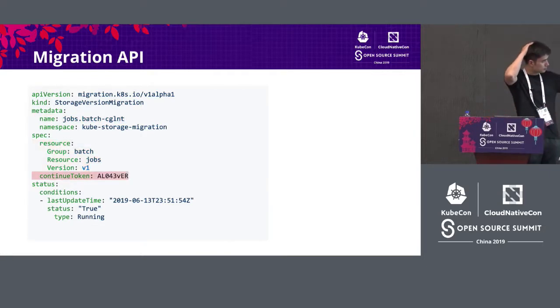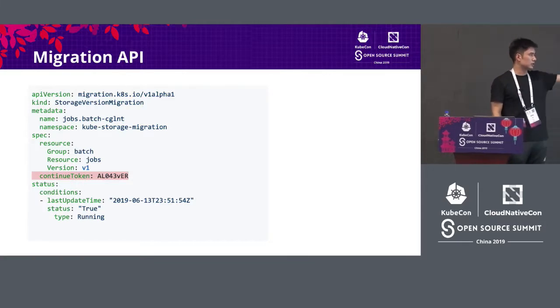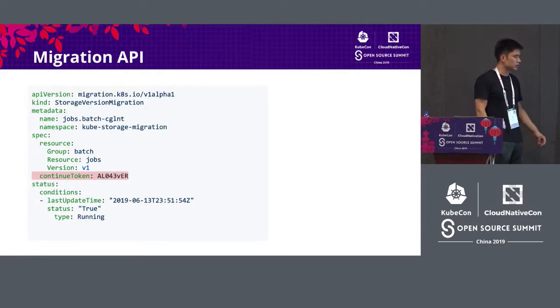Next important bit is the continual token. This is just a checkpoint of the migration progress. This field is updated by the migrator automatically, so that even if the migrator crashes, when it comes back, it will just continue from where it left off. It will continue from this checkpoint.